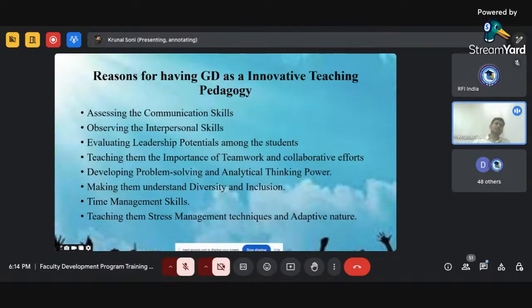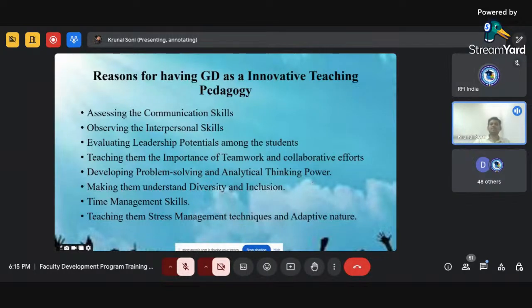Let's say we have a signature event of our university or institute. So who will be the leader, as a president or something like that? So we should have a group discussion on all these aspects, where the people are evaluated. So, teaching them the importance of teamwork and collaborative efforts, right?